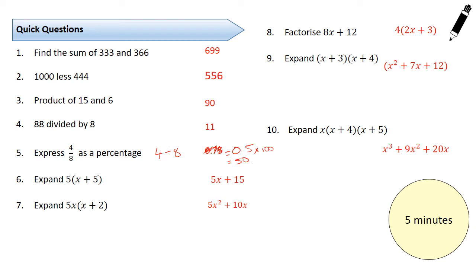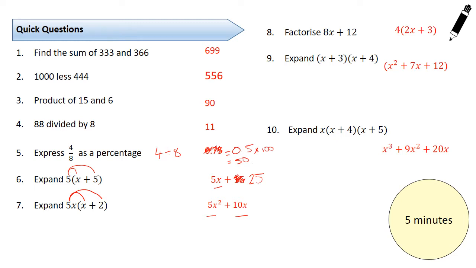Expansion question, so we just like to multiply the number outside the brackets by everything inside the brackets. So we're going to end up with 5 times x, just tidied up to 5x, and then 5 times 5, which of course would be 25. Similarly here, so we have 5x times x, 5x times 2, so we end up with 5x squared and 10x.